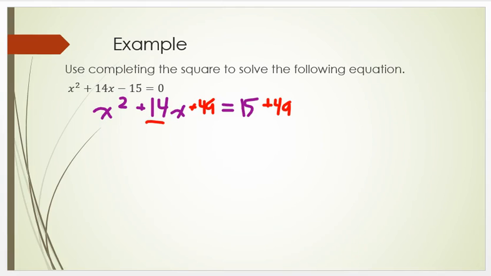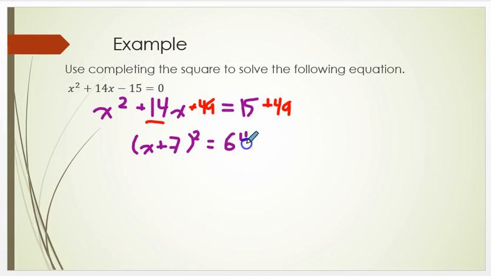So the reason we did that is because now if I find two numbers that multiply to 49 but that add up to 14, I'll find that those two numbers are both 7. 7 times 7 is 49. 7 plus 7 is 14. So we have completed the square to turn this piece into a binomial squared. And on the other side of the equation, I can combine 15 plus 49 to get 64.